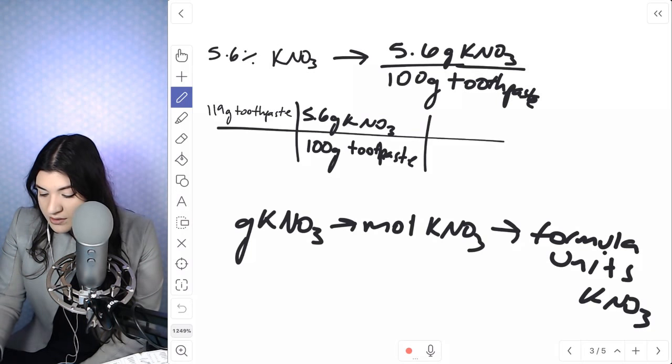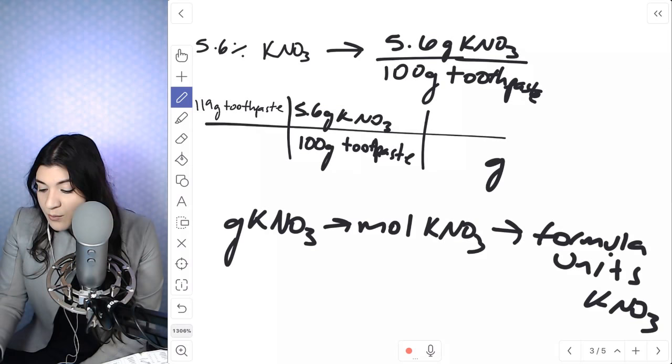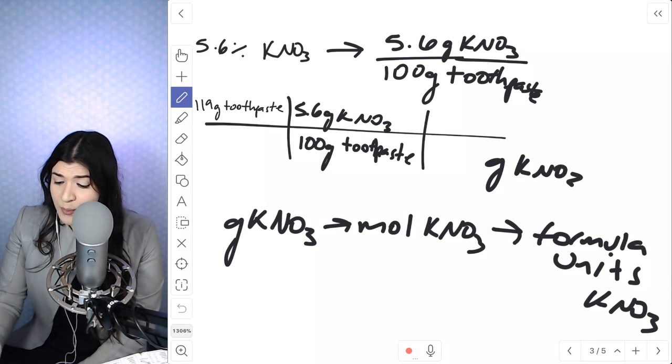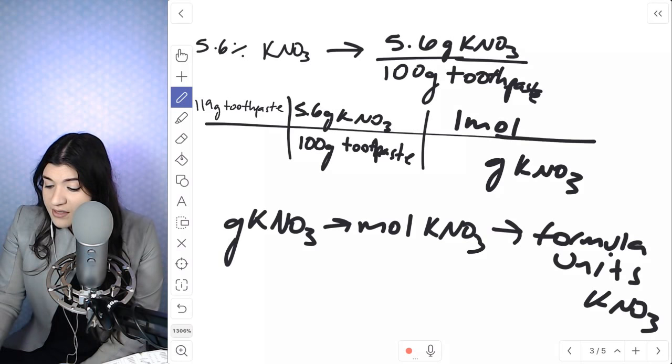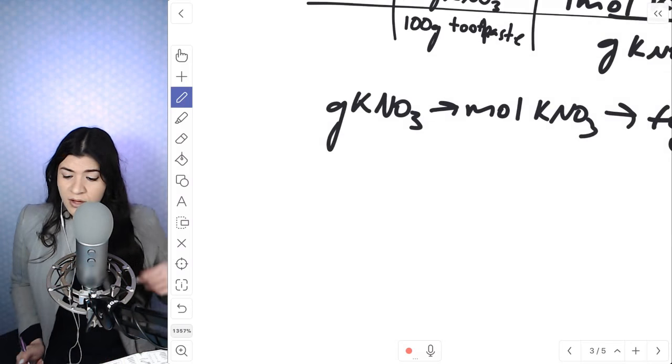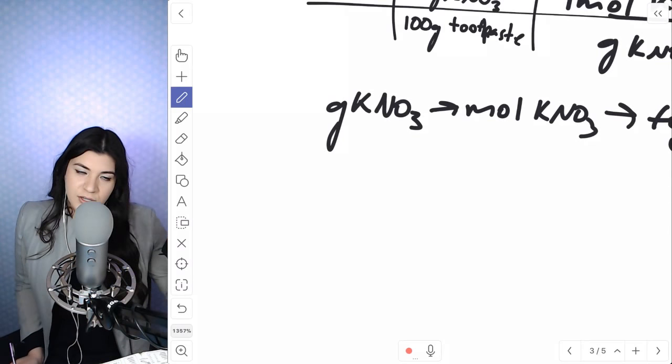So that's what I'll do here. I'll place grams of KNO3. And what I'm using for this, by the way, is the molar mass. So this is for every 1 mole. So let's calculate the molar mass of KNO3. Molar mass is just the sum of each element's mass, really. And I'll show you that here.